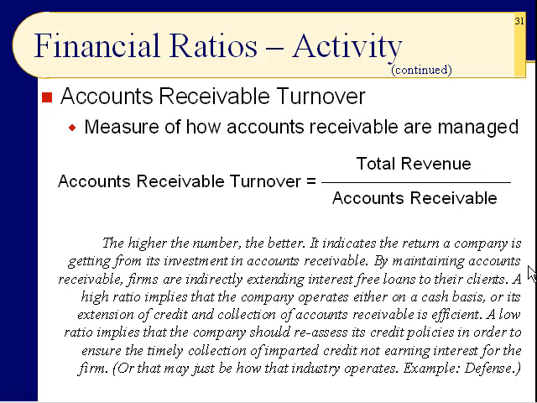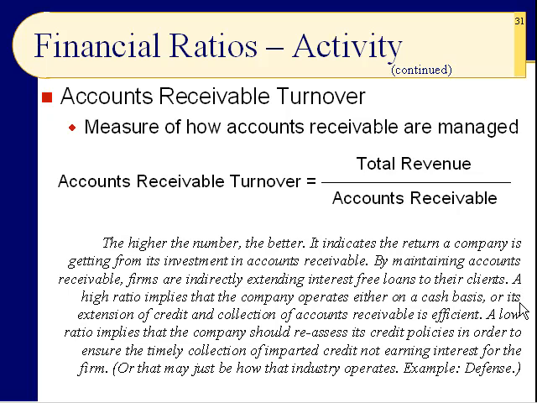When you deal with business to business, this is very typical. You sell to another business, you basically give them the stuff, and they then pay you over the next 30 days, 60 days. It's called net 30, net 60. Well, by maintaining accounts receivable, firms are indirectly extending interest-free loans to their clients.